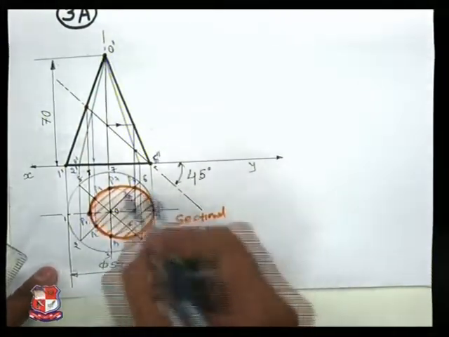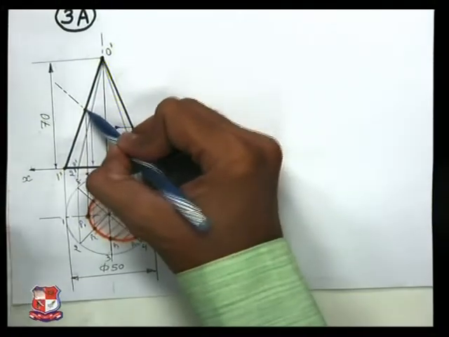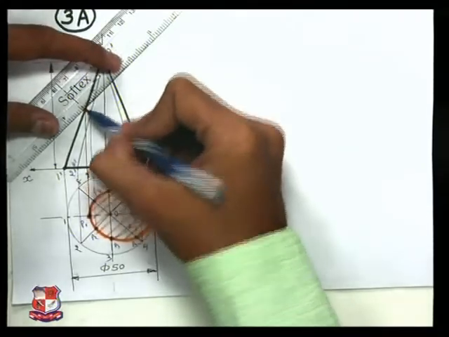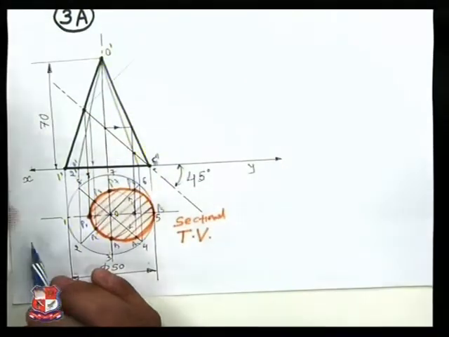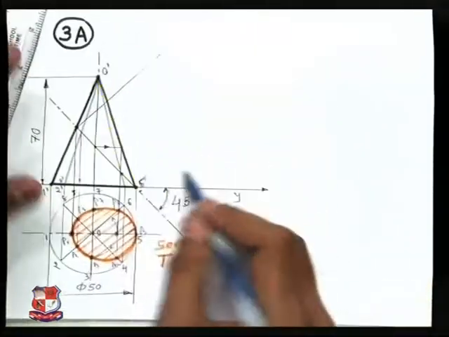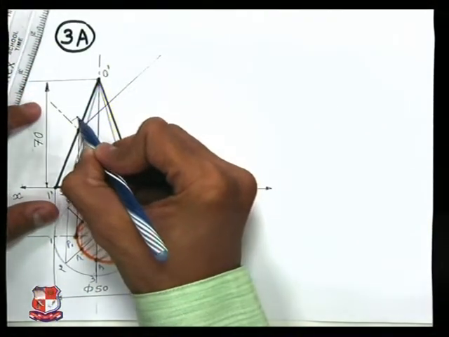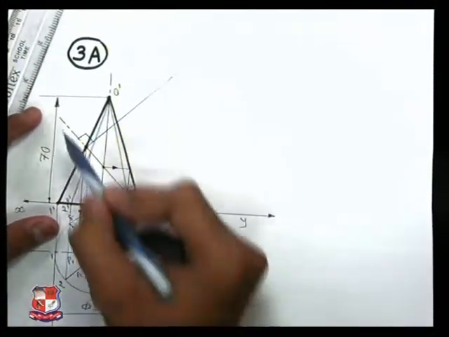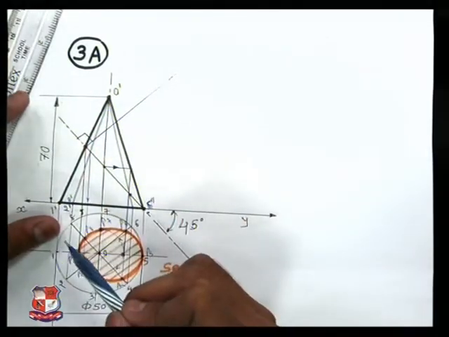Now, to look at all these points in the true shape, from here draw lines like this. These lines should be drawn such that they make an angle of 90 degrees with this inclined line. This angle is 90 degrees. This line and this line make a 90 degree angle.